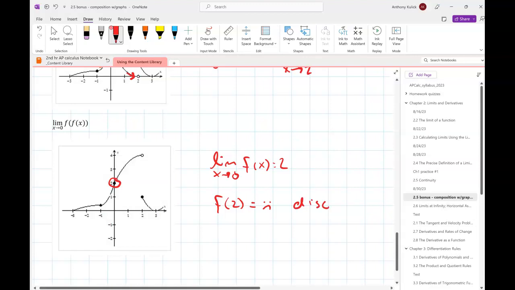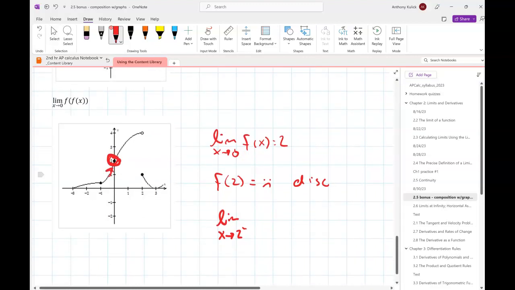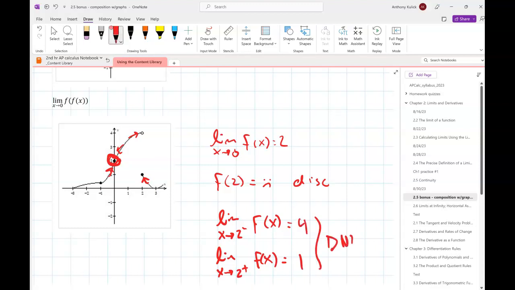So what I would want to do is go back and look at how we're approaching 2. So here, we approach 2 from below, and we approach 2 from above, right? So if I do that, when I approach 2 from below, I get 4. When I approach it from above, I get 1. What does this tell me? Does not exist, because the left hand and right hand limits disagree.